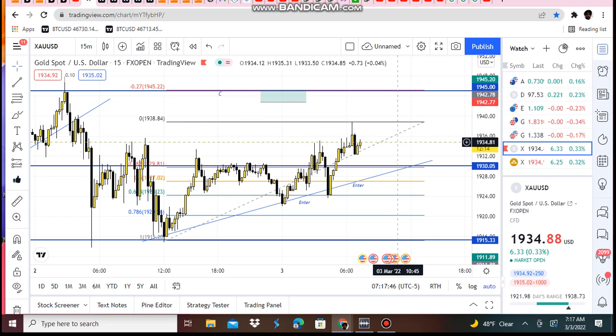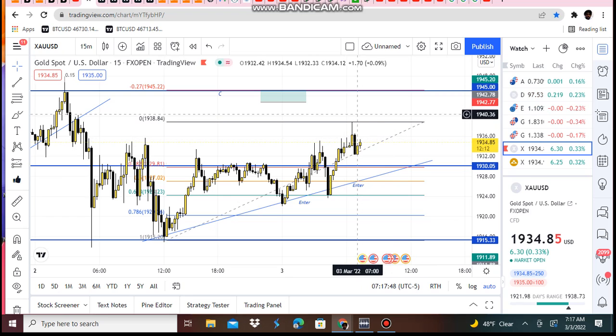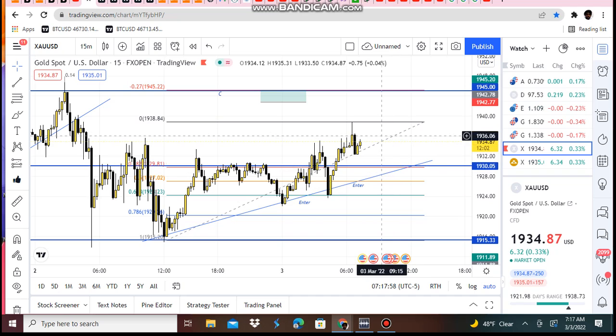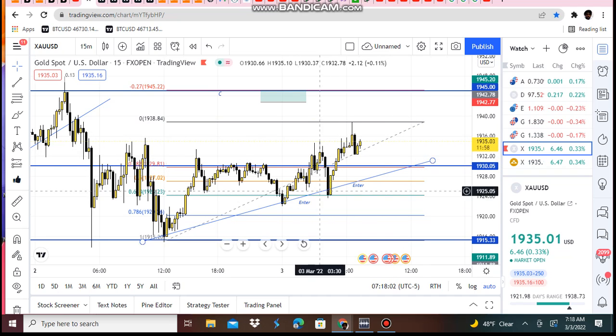It doesn't have to. Could we see a shooting star pattern at zero? And price could reverse back down and head back down to 1930, take profit 12. And as New York session is about to start at 8 o'clock, it could do that. It could definitely do that.